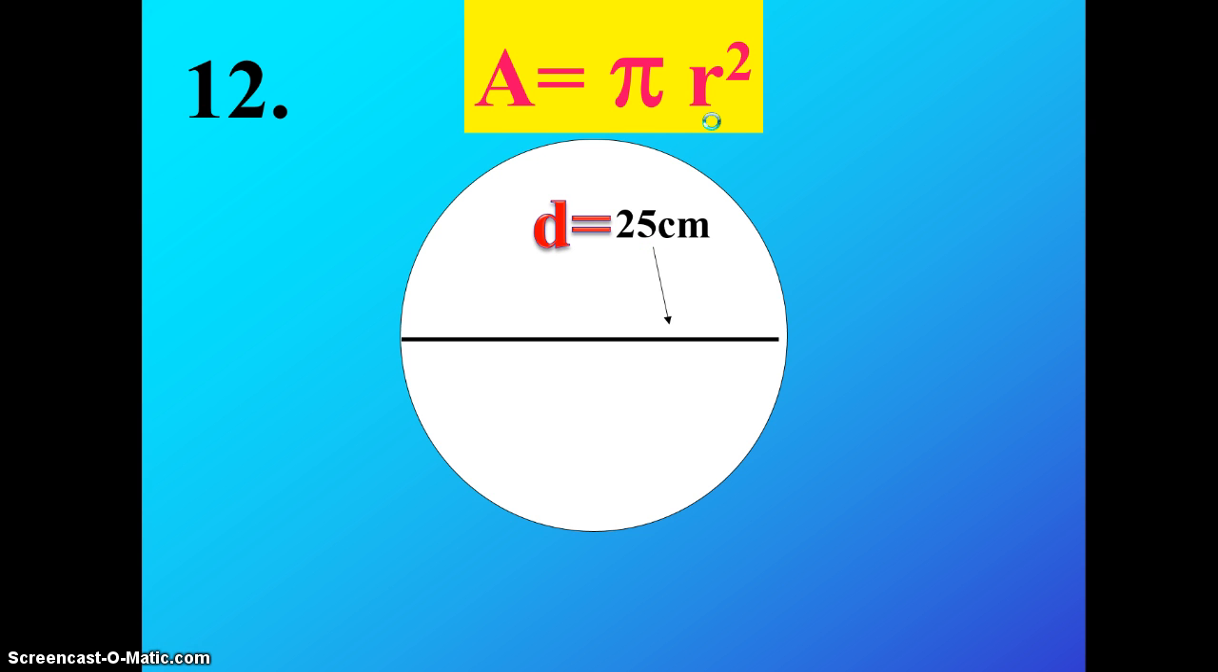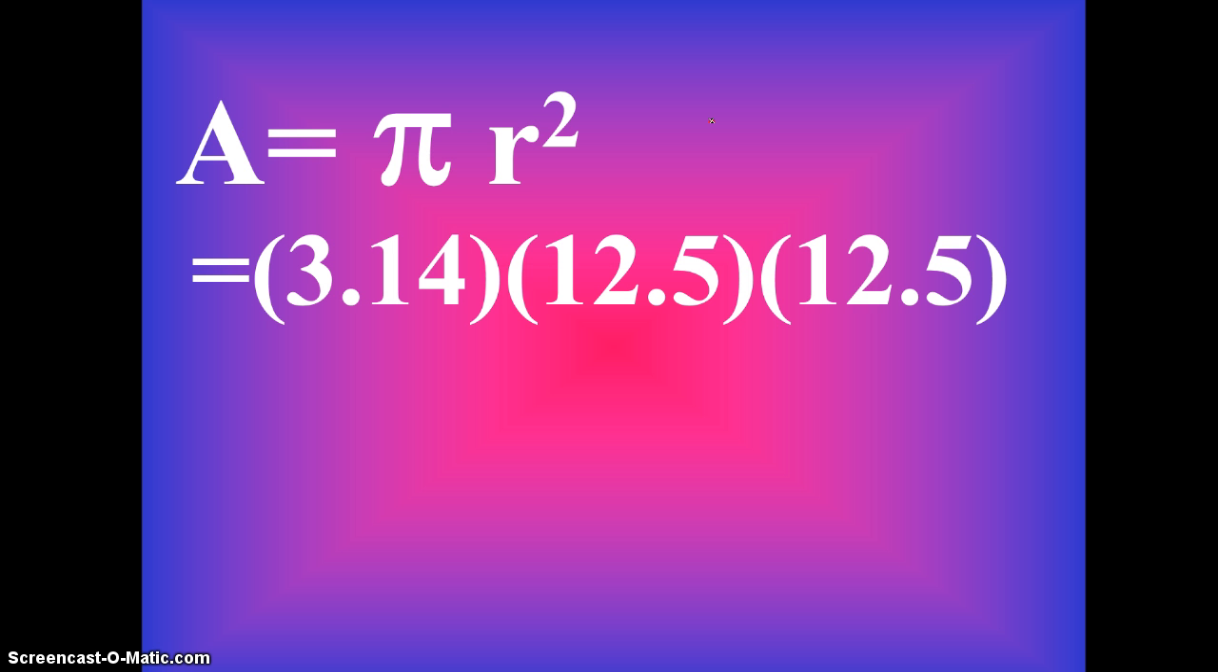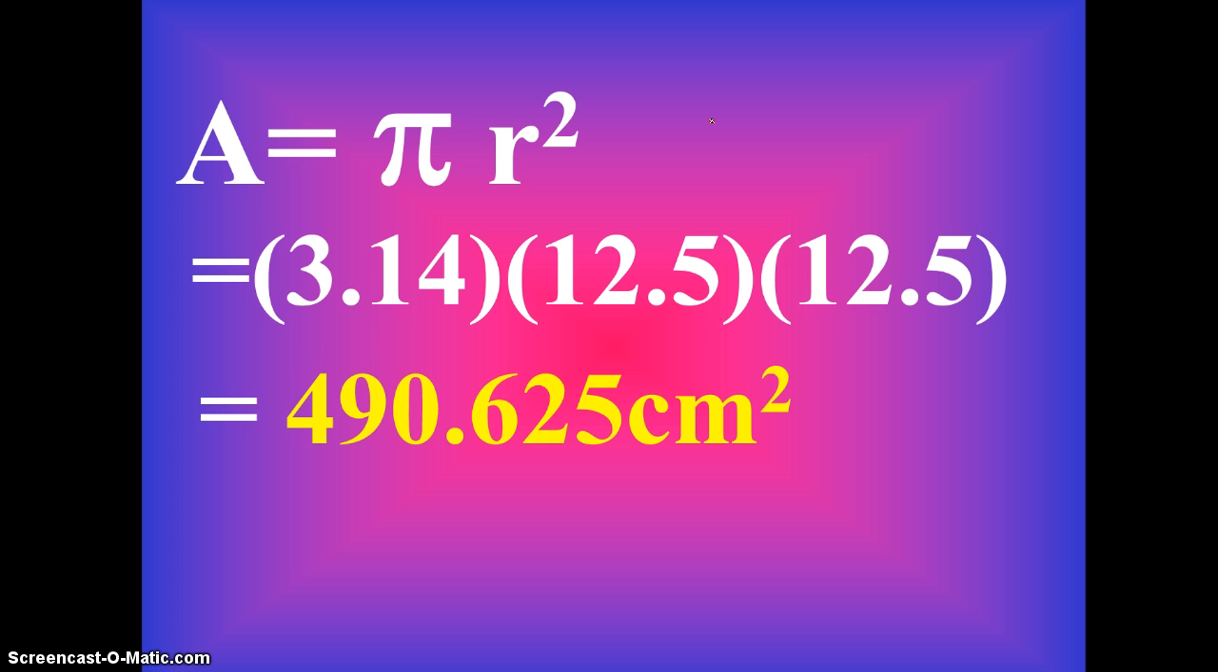Then we have a few more examples. Here they give you the diameter, cut it in half so you'll find the radius, which is what you need for this formula. What's half of 25? 12.5. So 3.14 times 12.5 times 12.5. Go ahead and calculate that. Perhaps press pause. It gives us 490 625 thousandths centimeters squared.